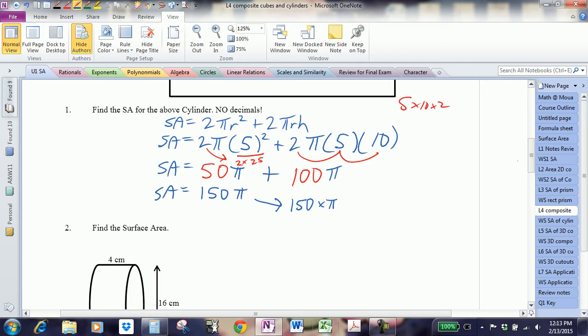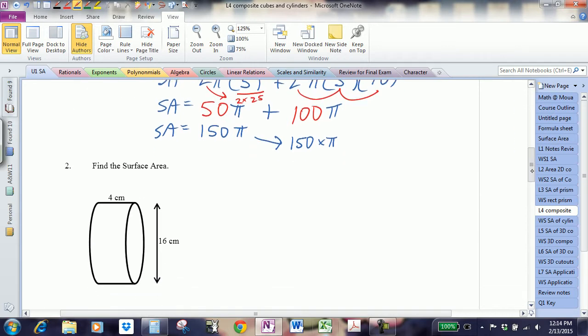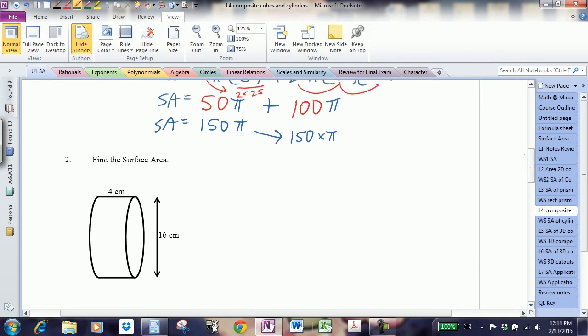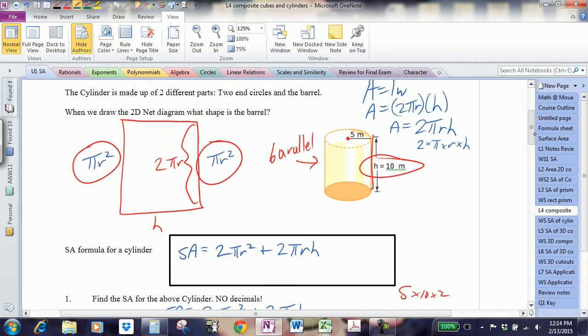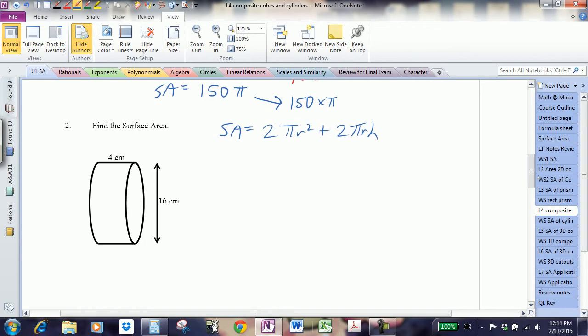How many people use a calculator? Probably no one, hopefully. Okay. So you don't need to use your calculator. Alright, next one. I want you to try it now. Surface area equals what? How many circles? Plus the rectangle. Okay. Substitute in.